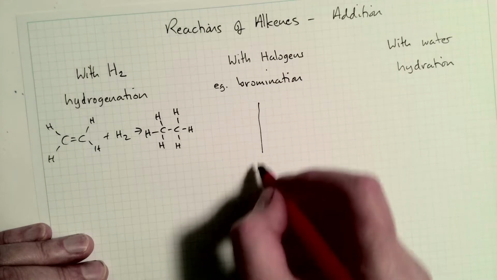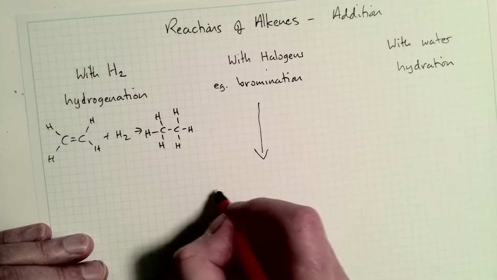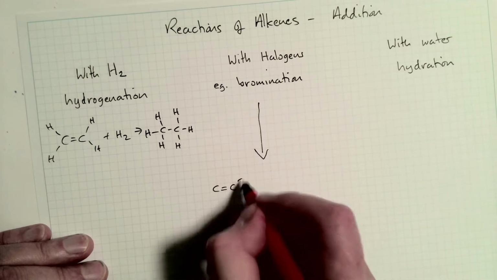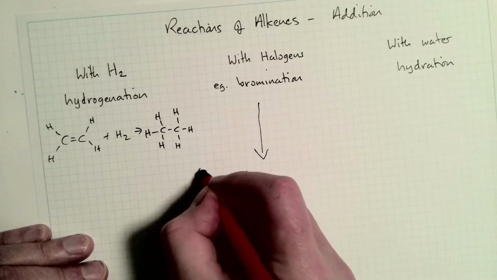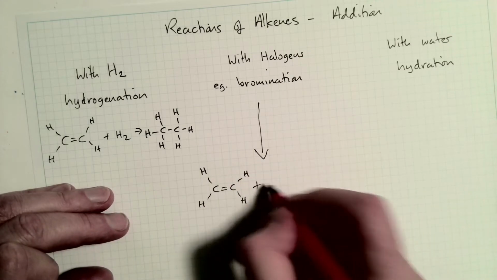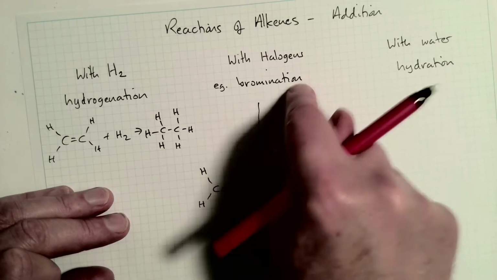Again, we'll just put this reaction down here. I've got my ethene again. This would be a gas at room temperature, but it's the quickest one to draw. We're going to add Br2 to it, its example is bromination.